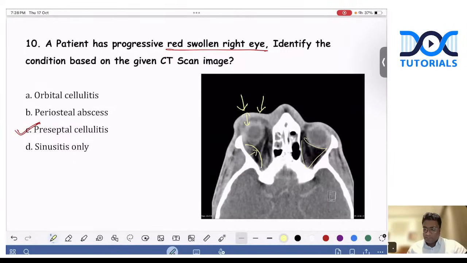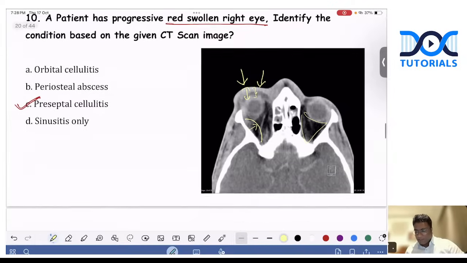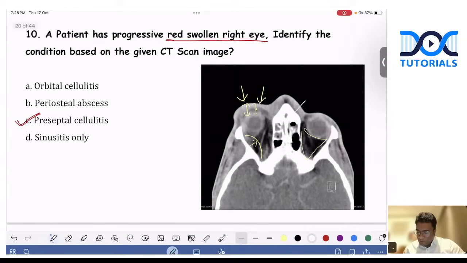So this is in the anterior part. This is preseptal cellulitis. And yes, we can see some sinusitis, but it's not just sinusitis. The clinical clue is also given, a red swollen right eye, and you can also see thickening of the preseptal area, that is preseptal cellulitis.